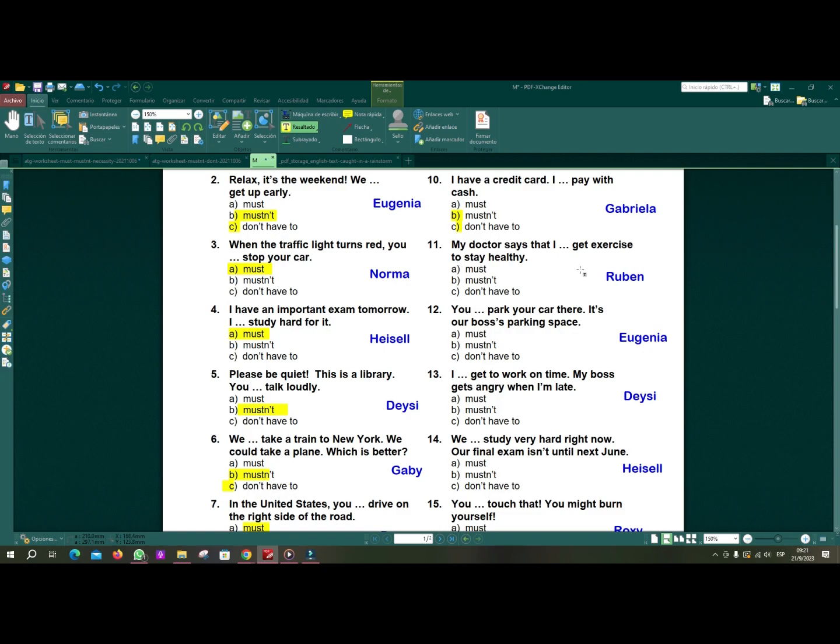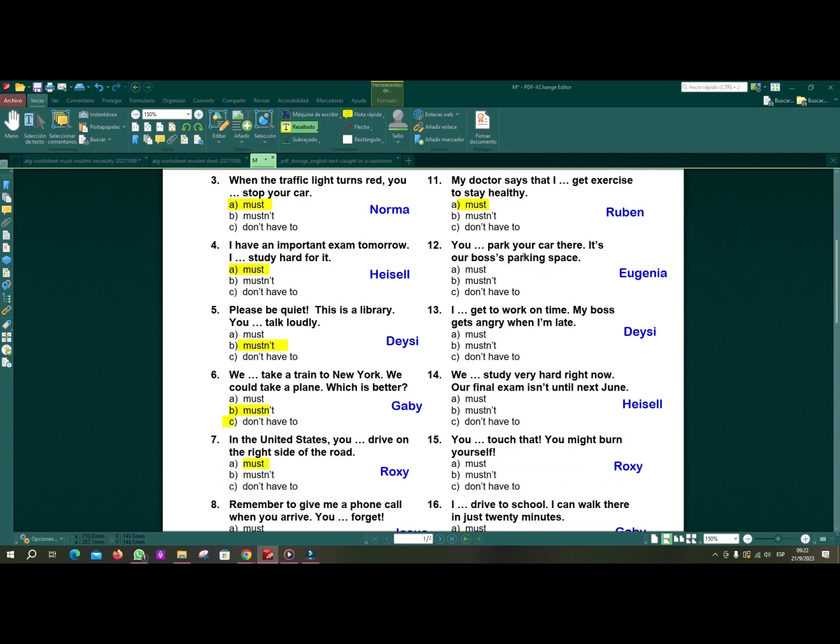My daughter said that I must get exercise to stay healthy. Nice. Letter A, right? Must get exercise to stay healthy. Okay, perfect. And please, Mr. Ruben, help me with the number 12. Public conduct is our most helpful space. Okay, letter B, nice. You mustn't park your car there. Nice. Thank you.